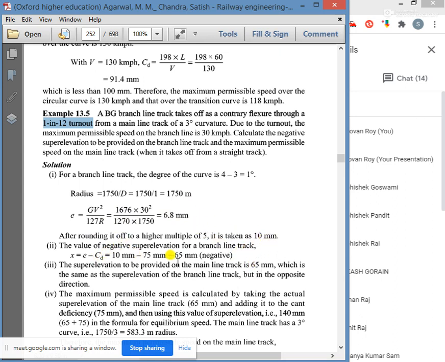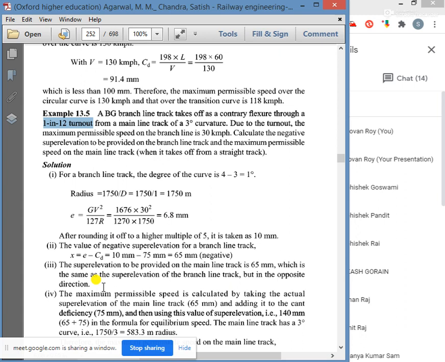Next, the value of negative superelevation for the branch line track. The formula is, this small x value is your negative superelevation. Okay, you have just calculated the actual superelevation for the branch line, that is the round off figure of 10 mm. So 10 mm, that is small e, minus CD. CD is the cant deficiency, and the cant deficiency value in normal cases is normally 75 mm.